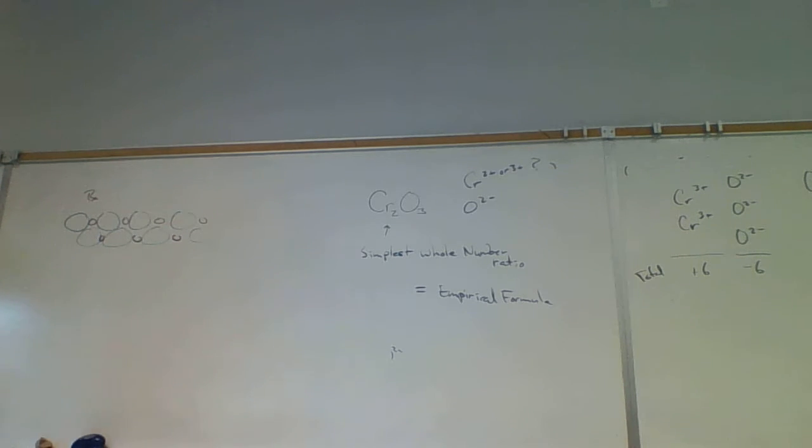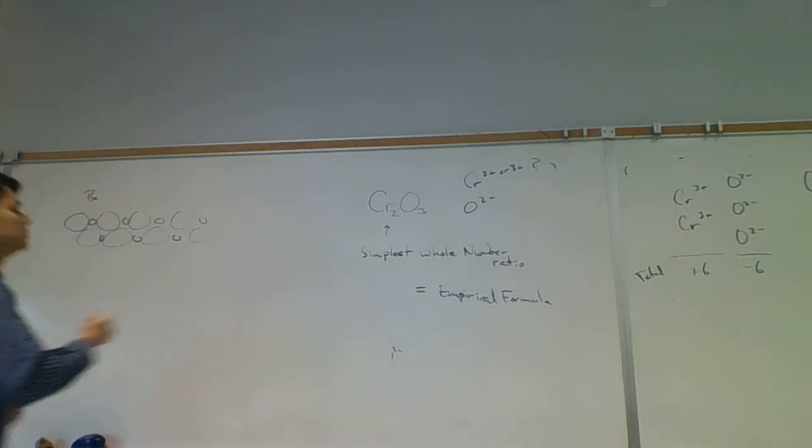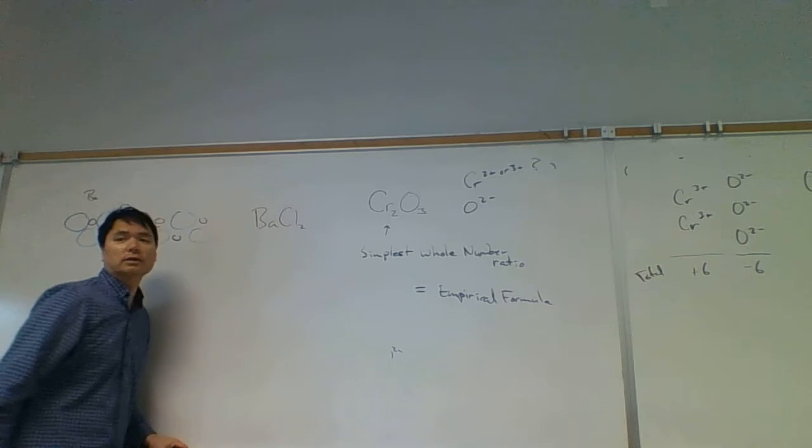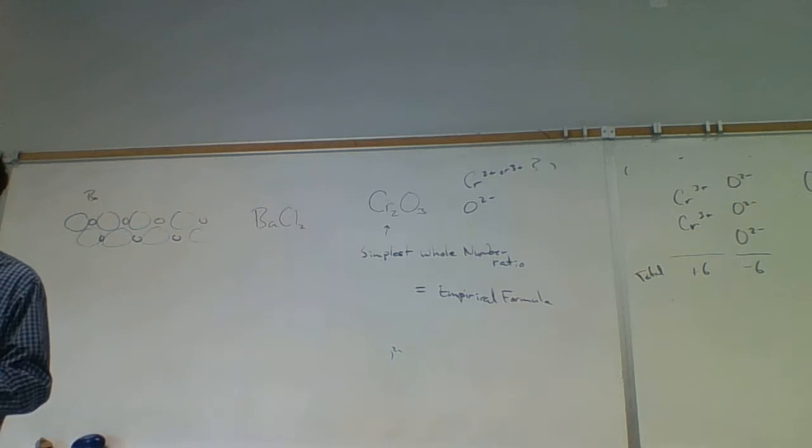Again, this forms a lattice, like this. And so we look at the simplest ratio. The simplest ratio is going to be one barium and two chlorines. So it's just this, BaCl2. Again, it's what we call an empirical formula. This does not form molecules. So it's just BaCl2. And what would the name be?